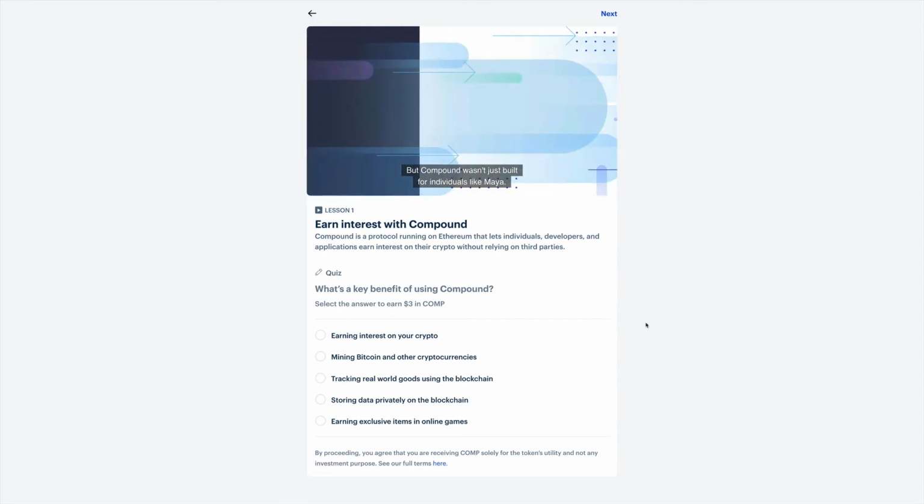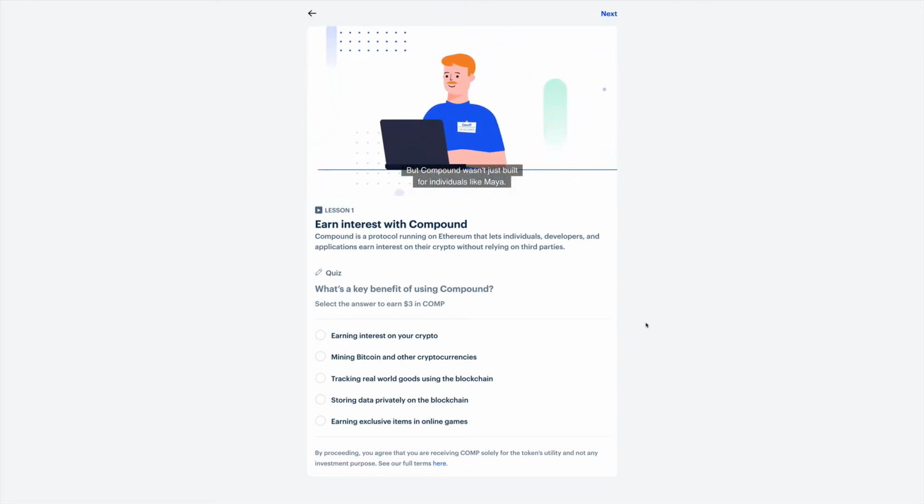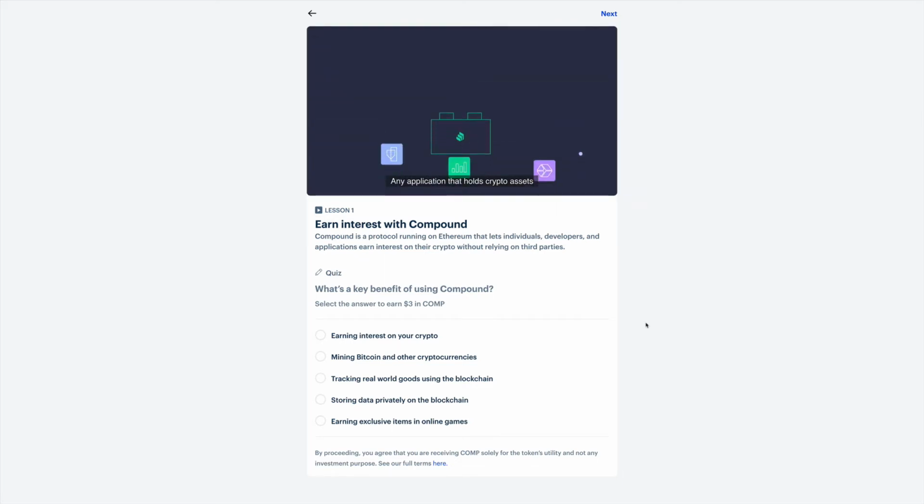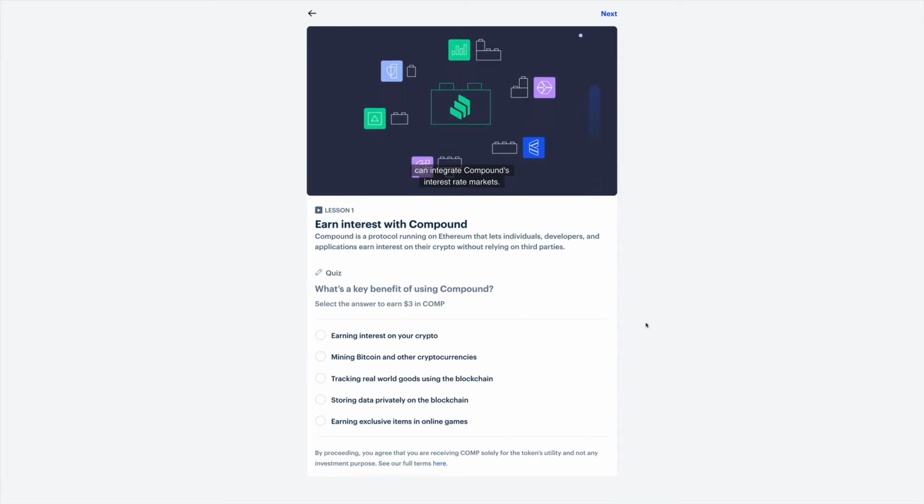But Compound wasn't just built for individuals like Maya. Because Compound is a decentralized protocol running on Ethereum, it works for everyone, anywhere in the world, and can also be integrated with all kinds of financial services and applications. Any application that holds crypto assets can integrate Compound's interest rate markets, unlocking the power of Compound interest to offer brand new features and services.